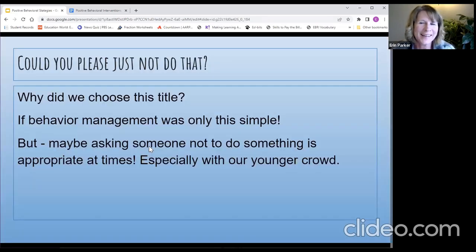So our title, "please don't do that," just comes from this idea that we could just ask them, could you please just not do that? It's not helpful to the classroom. That would be great. And you know what? Sometimes it does work, surprisingly. If we try that, it actually does work.